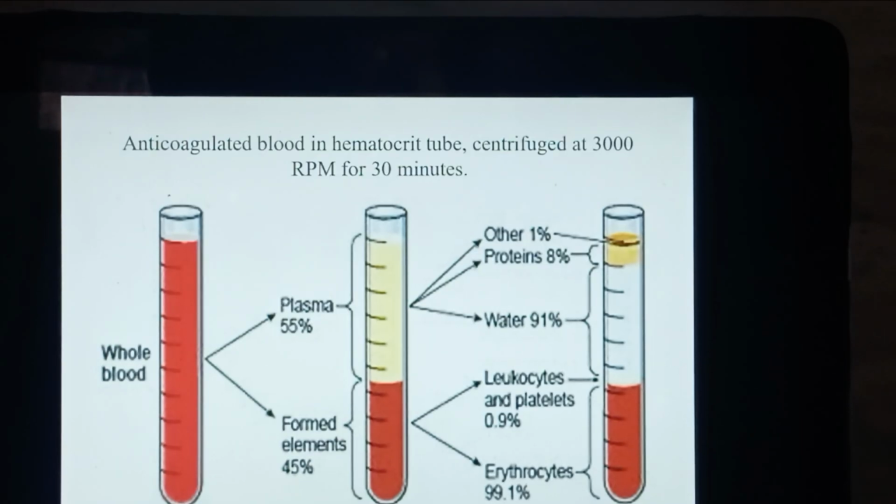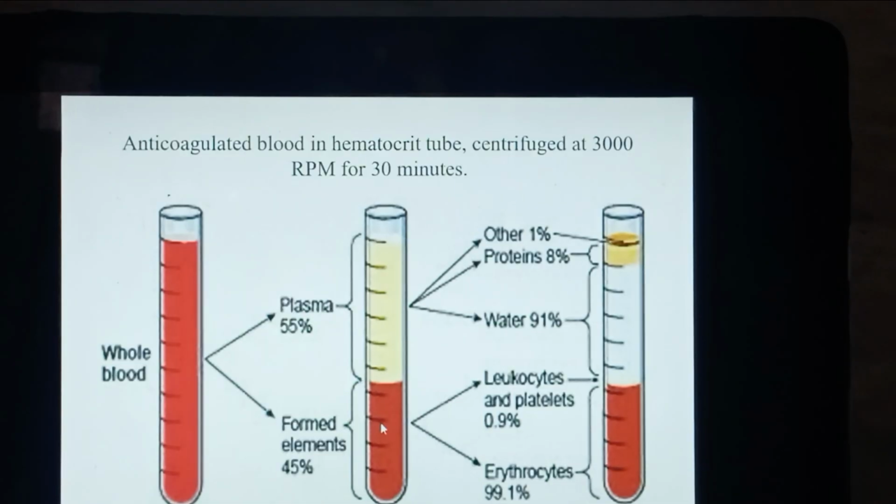minute for 30 minutes. At the end of 30 minutes you can see such a picture where there is a clear supernatant fluid which we call plasma, which is 55% of the total, and there are settled form elements at the bottom which are approx 45% of the total.